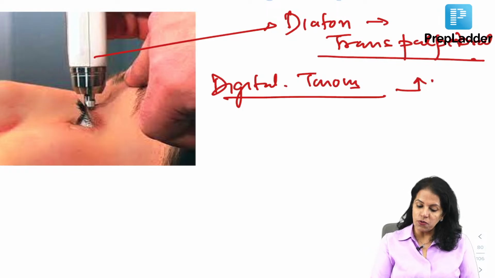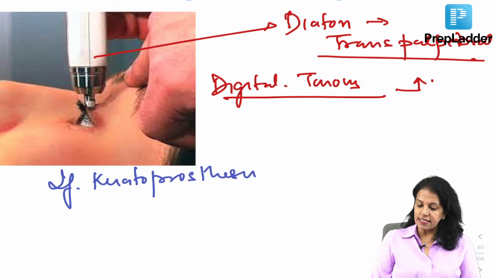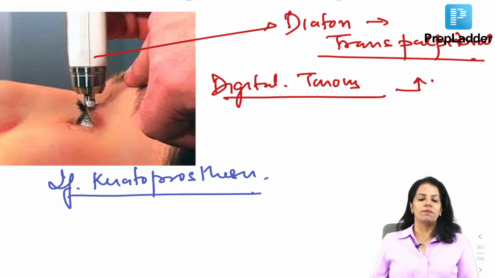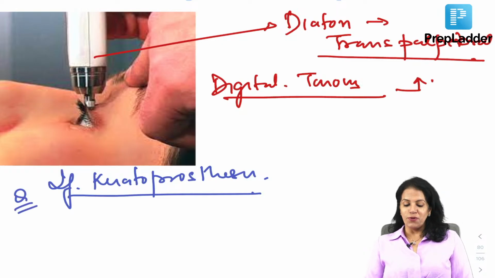And what is the main use of this transpalpebral? What is the main use of Diaton? This is mainly if the patient has a keratoprosthesis. In that case, it is better to go for transpalpebral. So these points you should remember, and please revise your tonometers.